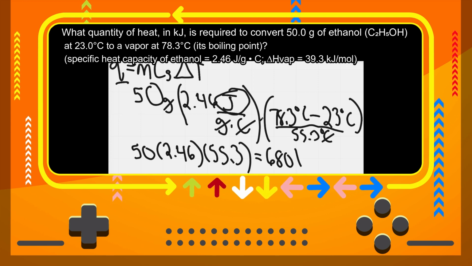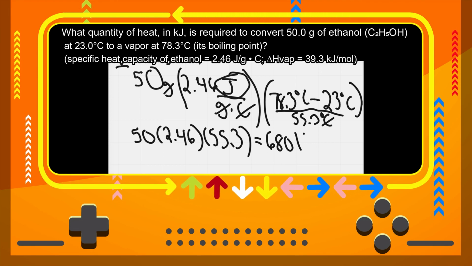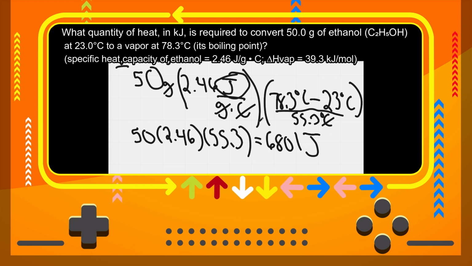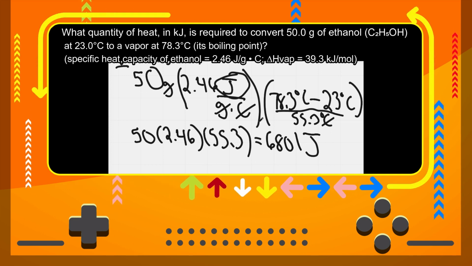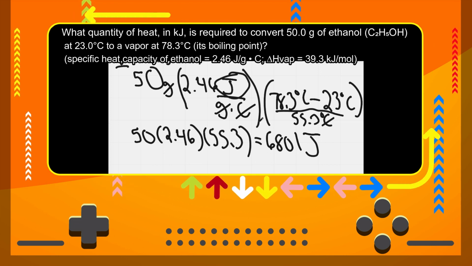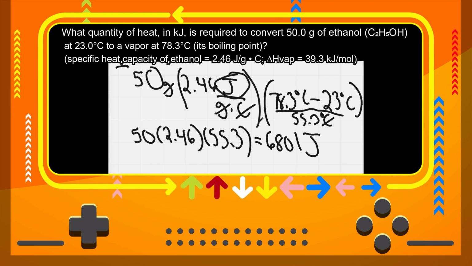Because I'm only left with joules, what is my unit going to be? 6801 joules. Another hint is that if it's asking for heat, Q, you know it has to be in joules, because we talk about energy. Heat is energy. Energy is heat. It's all one thing here. Okay, so now that we got our first step down, let's go back.